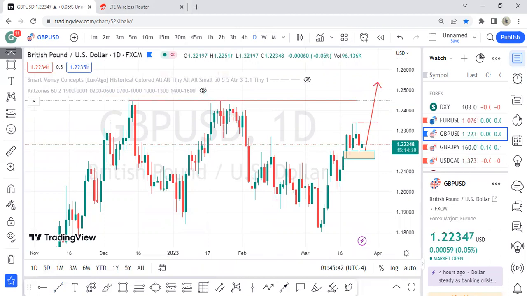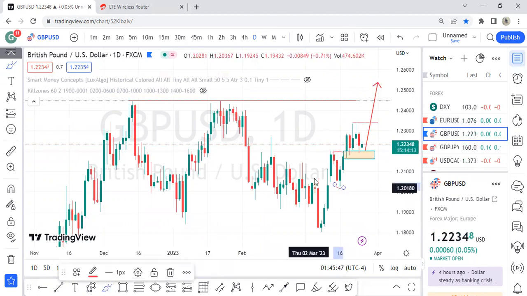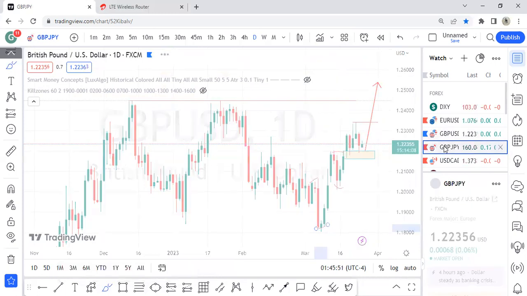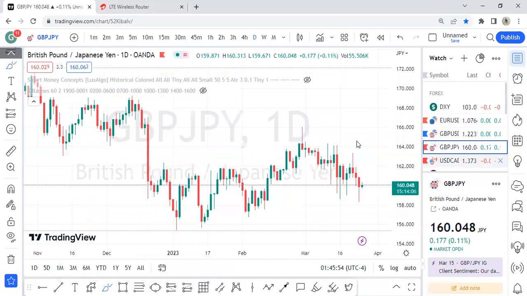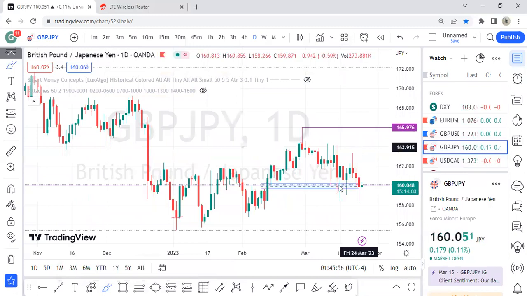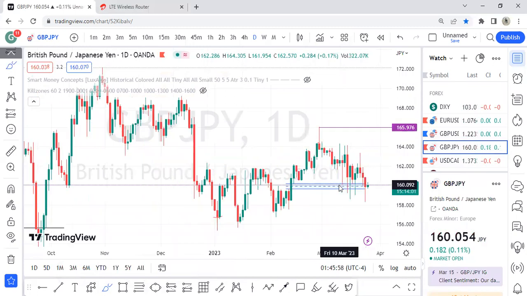So we are still in bullish price action. What do I mean? I can see price making highs and lows. You can see this high, this low, this high, this low. So I expect price to trade and take out that area. Now let's look at GJ, still on the daily time frame.